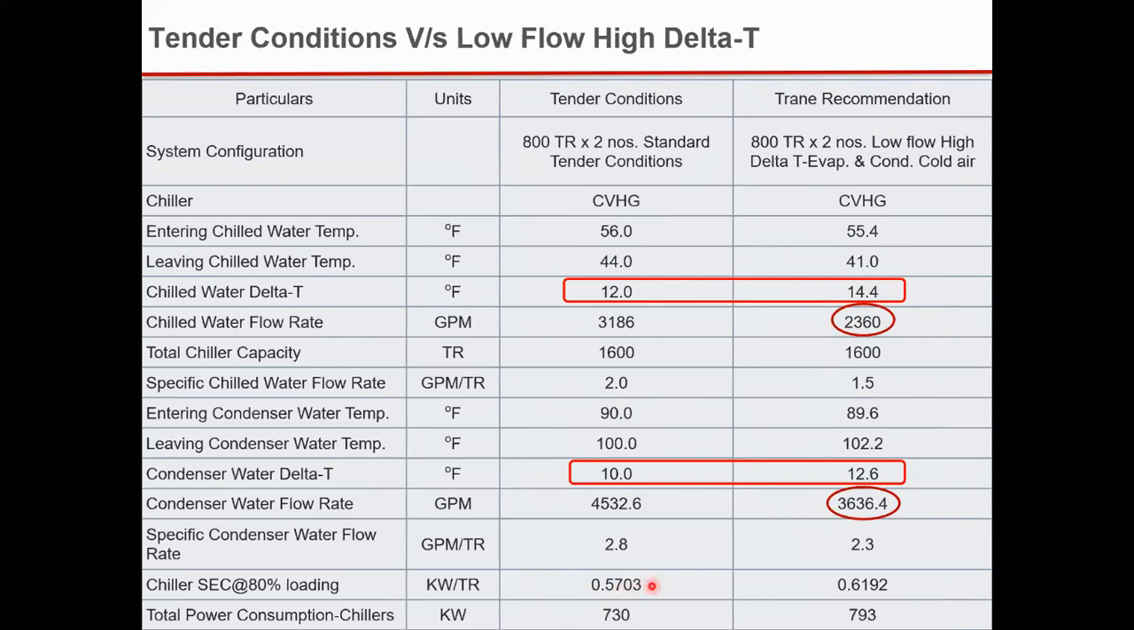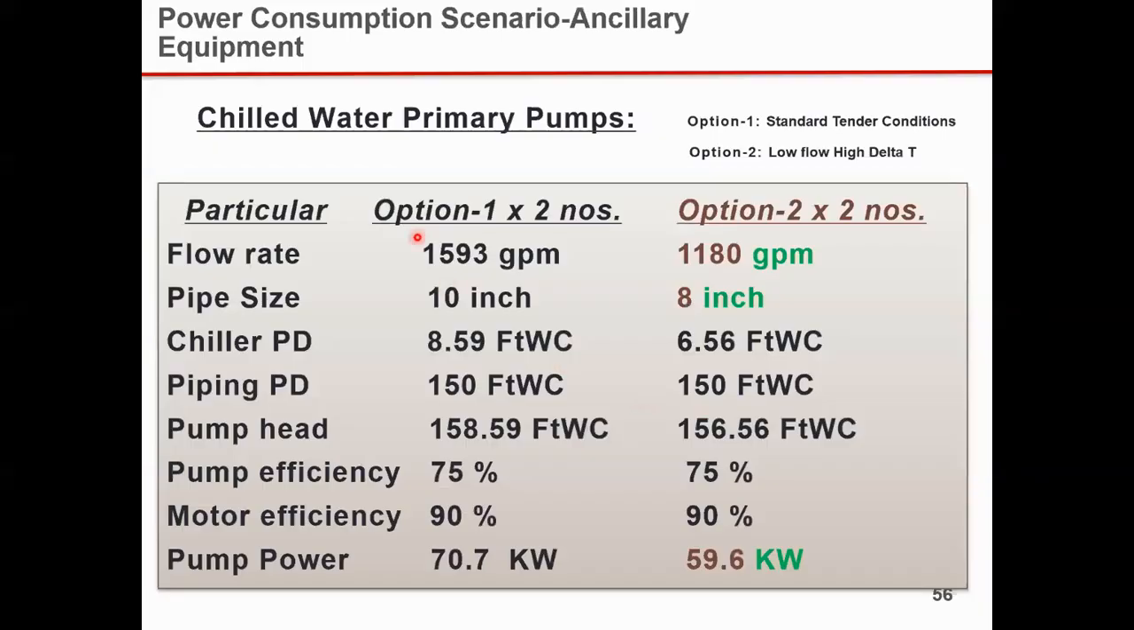So the chiller power consumption has increased from 0.57 to 0.61, but because of the overall reduction, see the impact. Earlier the pump sizing was 1593 GPM with a 10-inch pump size. It has gone to 1180 GPM with an 8-inch pump size. Your chiller pressure drop has gone down, and your pumping power has gone down from 77.1 kilowatt to 59.6 kilowatt.